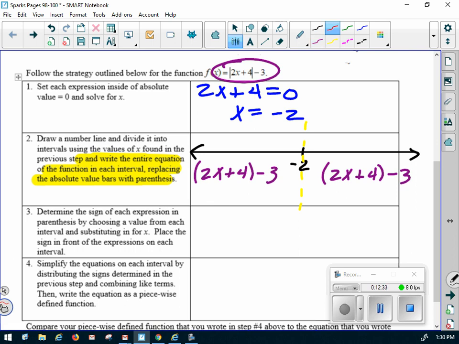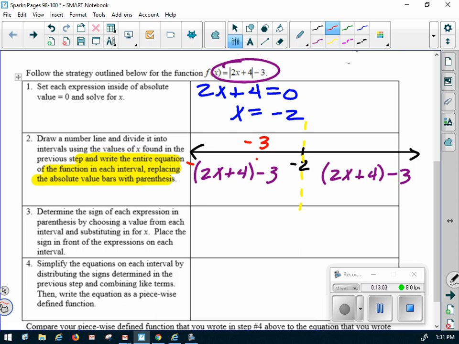Pick a number less than -2. Fine. Now, does -3 make what's in the parentheses positive or negative? 2 times -3 is? -6 plus 4 is? It's negative, right? Stick a negative right outside those parentheses. And what we're going to do in a minute is we're going to distribute a -1.